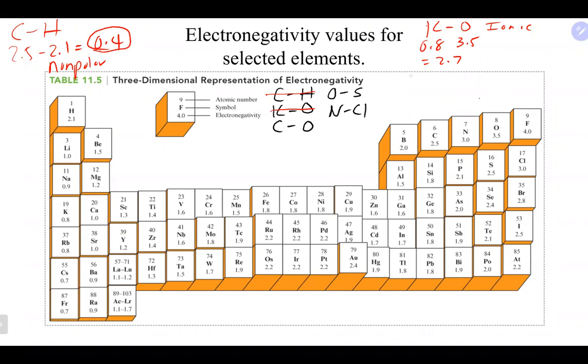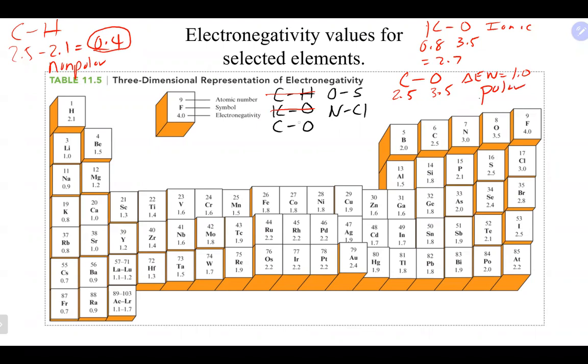We do carbon and oxygen. Carbon being 2.5, oxygen here being 3.5. So again, when we take the difference basically here, we are going to get a difference of 1. And 1 is obviously above 0.4, but below 2. So this should be a polar bond, unequal sharing of electrons happening.